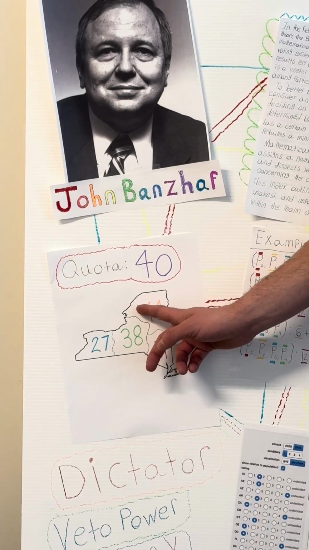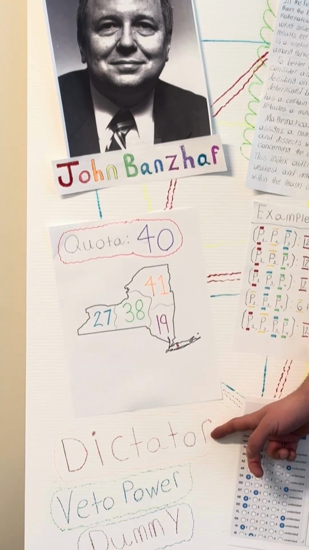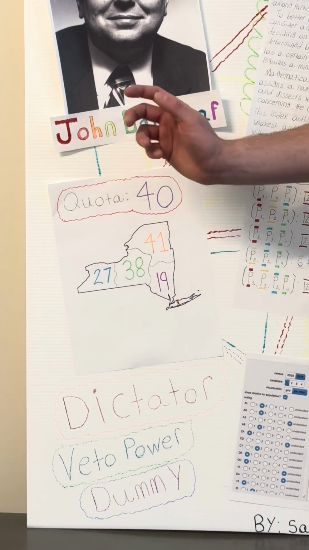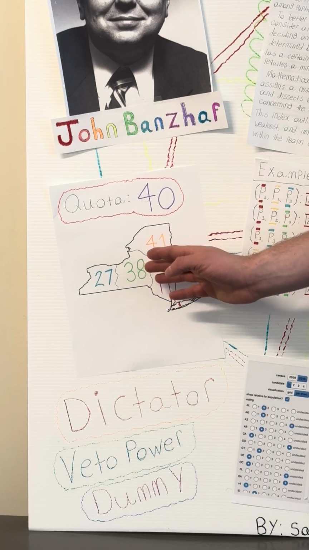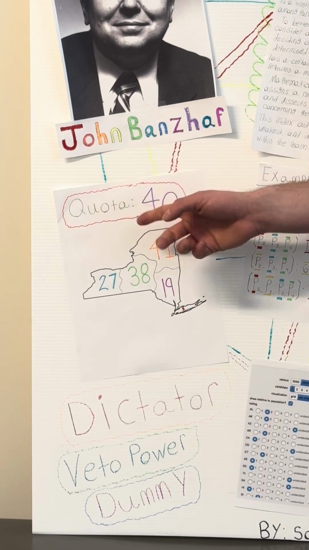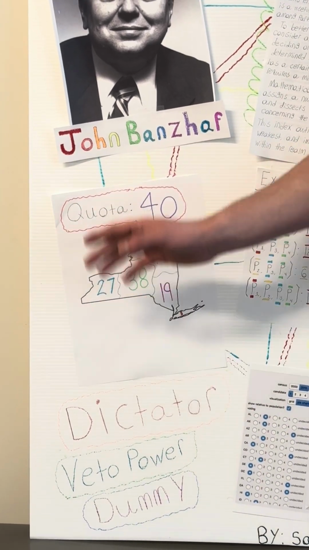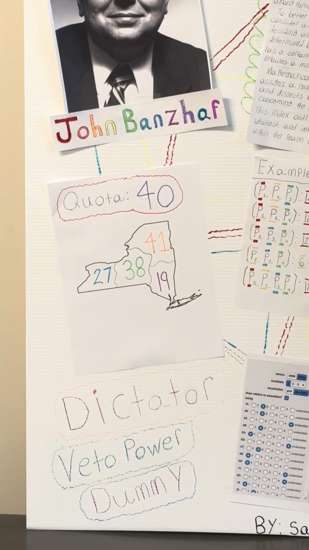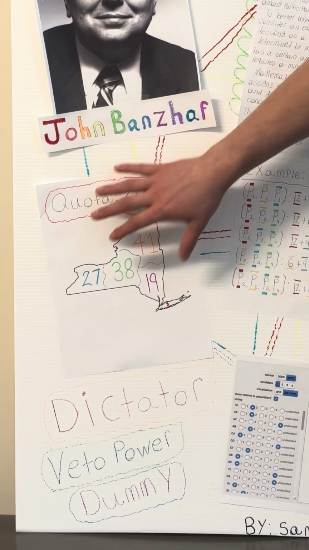Now this district that has 41 is a dictator. So a dictator is someone who meets the quota exactly, so it's greater than or equal to the quota. And then anything less than that is of course going to be grouped into a coalition, which we will get to over here in just a moment.